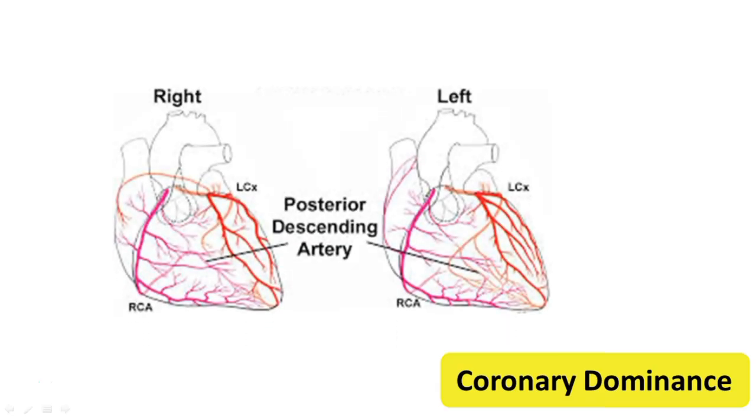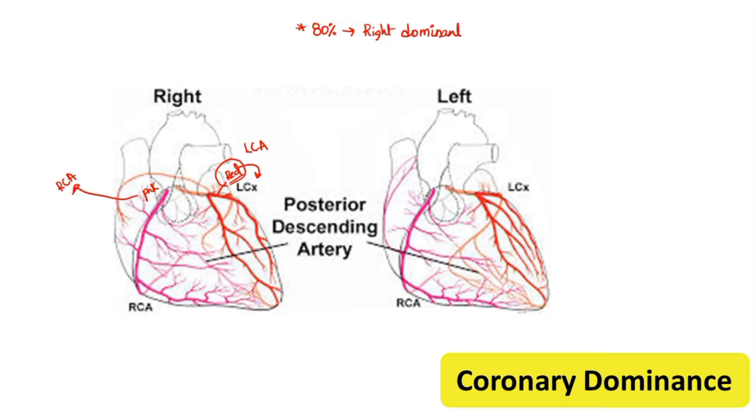After understanding the coronary circulation, let us get into the concept of coronary dominance. You can see in the image there is a pink colored distribution and a red colored distribution. The red color is the left circumflex, the left coronary artery, and the pink distribution is the right coronary artery. Now, I'll give you some facts. In 80% of cases, the heart is a right dominant heart.